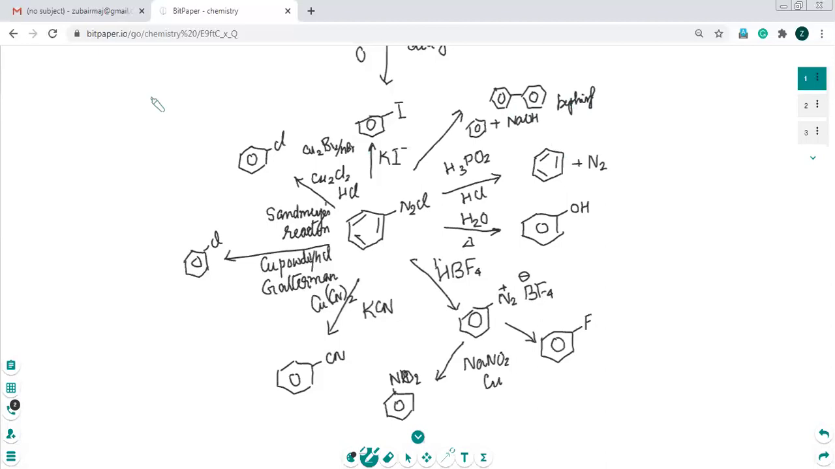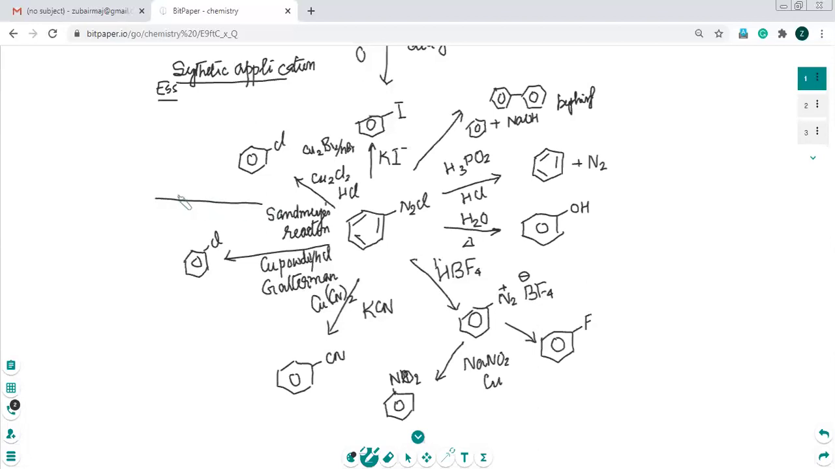So if you are asked a question, many times you will get an essay: synthetic applications of benzene diazonium salt or diazonium salts. What you have to do is just draw this figure, nothing else. Okay. Still more is there.